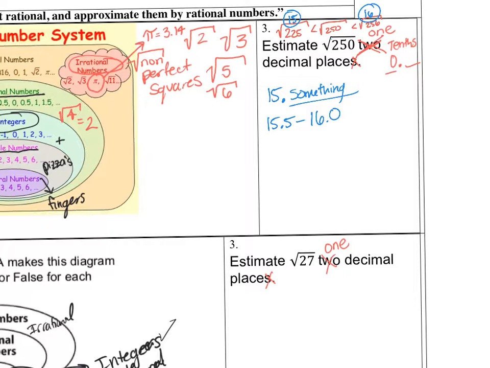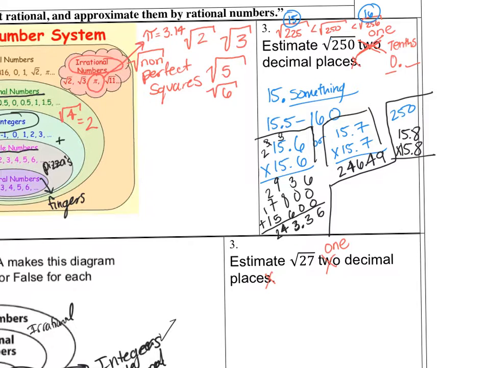So if I'm going to guess, I'm going to guess 15.6 or 15.7. So let's multiply those out and see which one is closest to 250. So I'm going to pause it so that I can solve it. You try to solve it as well. So I guessed too little because 15.6 times 15.6 ends up being 243.36. And that is quite a bit away from 250.